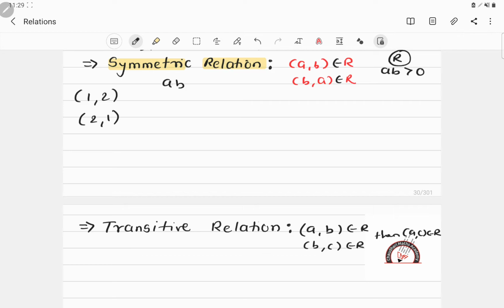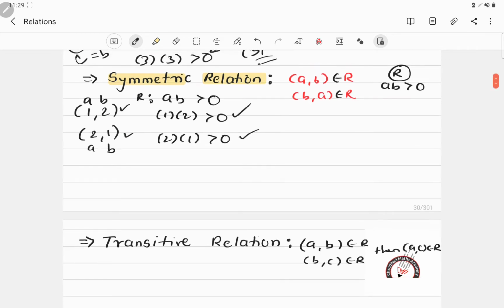So 1 2 and 2 1. The formula for the relation is ab greater than 0. We want ab greater than 0. This is a, this is b. So what is 1 into 2? It is greater than 0. So this is a, this is b. 2 into 1 is also greater than 0. So this is true, this is true. ab is greater than 0 for 1 2 and 2 1. So friends, 1 2 and 2 1 satisfy this relation, which means this is symmetric.